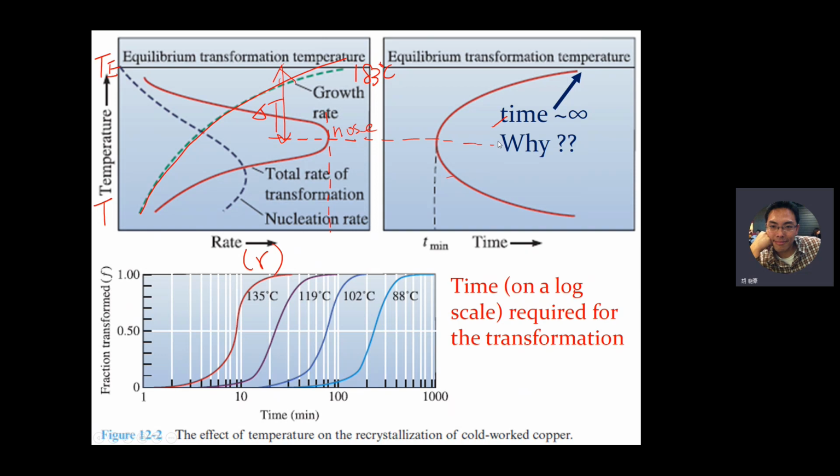Right? We have to know the time. From the TE, the equilibrium transformation temperature, supercool to the specific temperature, and how long it's going to take to reach the maximum transformation rate. So we can find the minimum time here. Okay, and the maximum transformation rate right here.